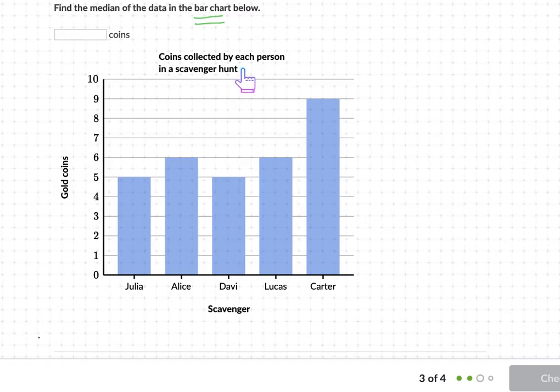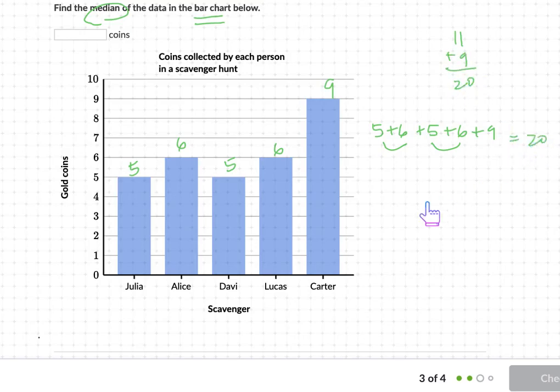Okay, this is the coins collected by each person in a scavenger hunt. They want you to find the median, that's the middle, of the data. If they say the data, then they mean whatever's being collected here, and that's the frequency of coins. So Julia had 5. Alice had 6, Davy found 5, Lucas found 6, and Carter found 9. So we will need to add these together. These are 2 11s, so 11 plus 9 is 20. Okay, so 20 total, and the median would be between 1, 2, 3, 4, 5 kids.